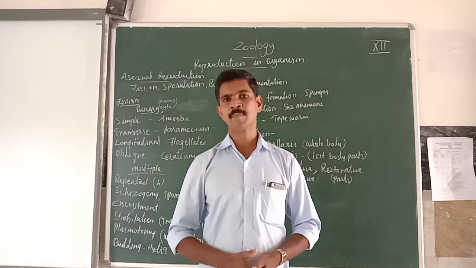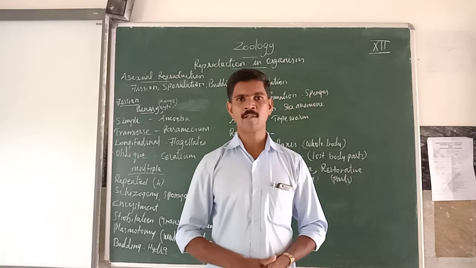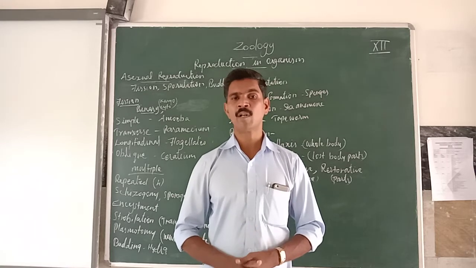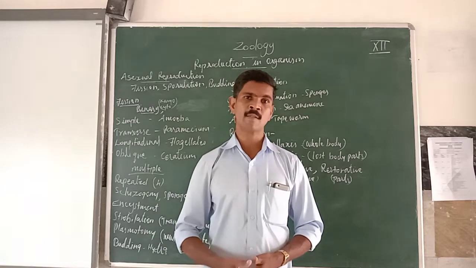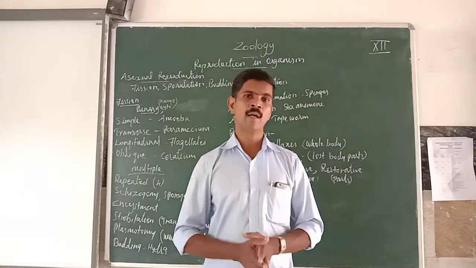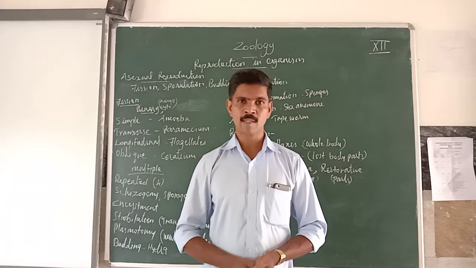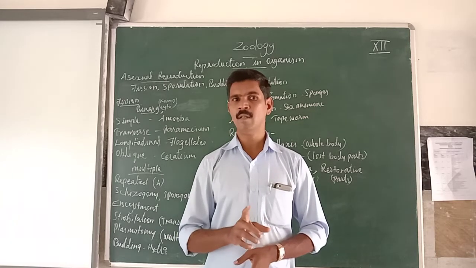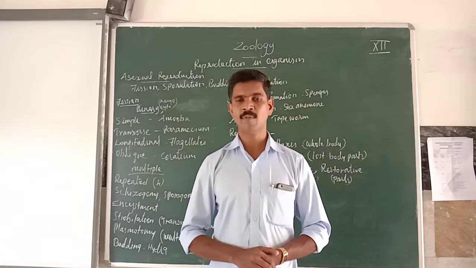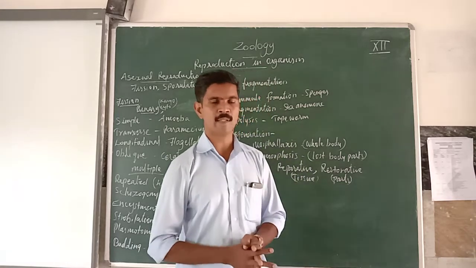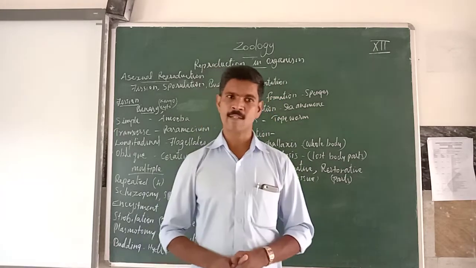But in sexual reproduction, two parents are involved, father and mother, and here gamete involvement plays a very important role. The male organism produces the male gamete and the female organism produces the female gamete. Finally, both gametes fuse together and a new organism develops. So in asexual reproduction only one parent is involved, but in sexual reproduction two parents are involved. This is a small introduction to reproduction. In this class, we are going to study different types of asexual reproduction.